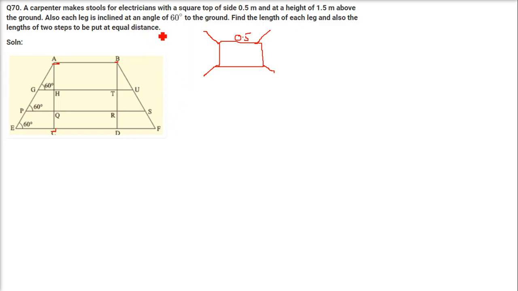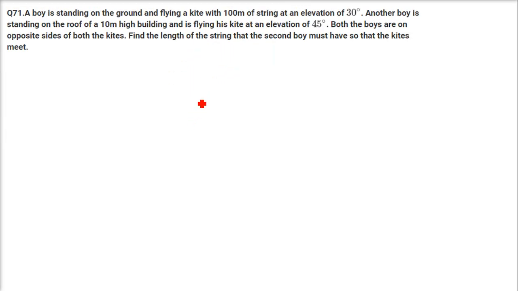And also the legs of 2 steps are to be put at an equal distance. So we have to put some legs here, 1 leg, 2 leg, 1 leg, 2 leg, 1 leg, 2 leg. This is how it will be seen from here. So we have to find out this length, this whole length and this length.